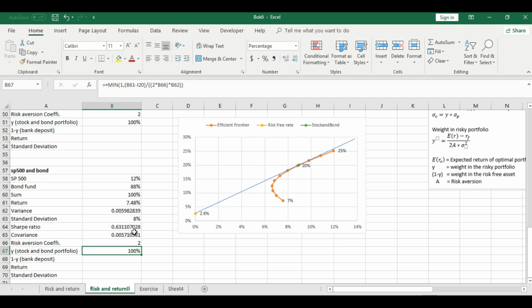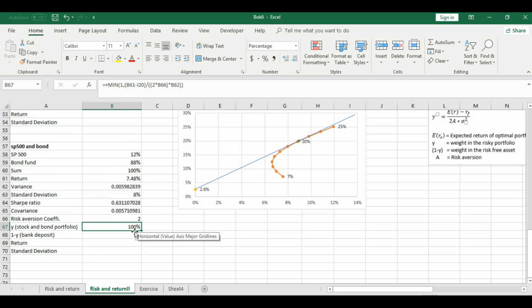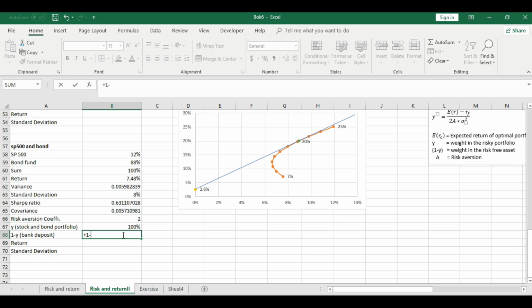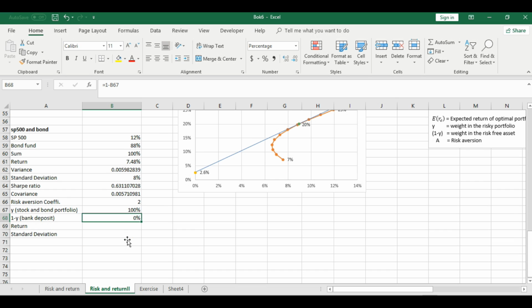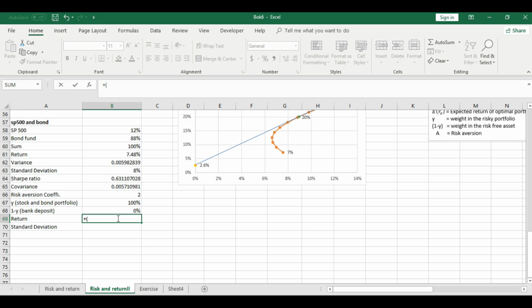This gives still 100% should be in the stock and bond. And 0% in the bank deposit. This gives the return of, and standard deviation.